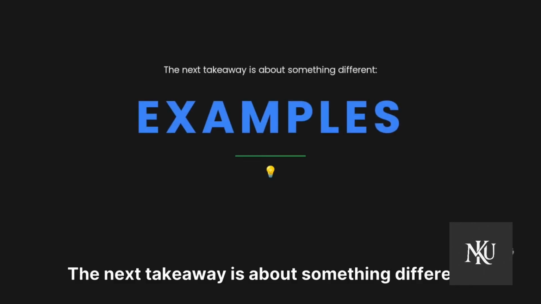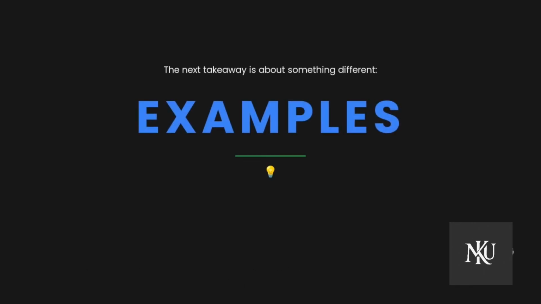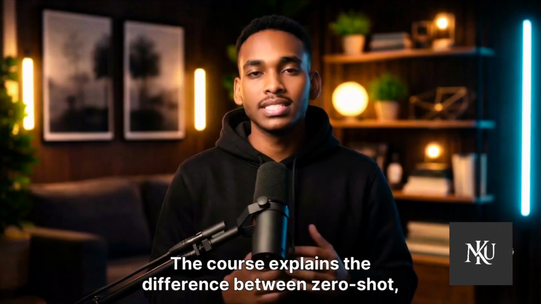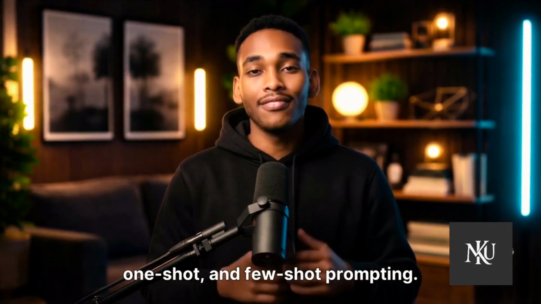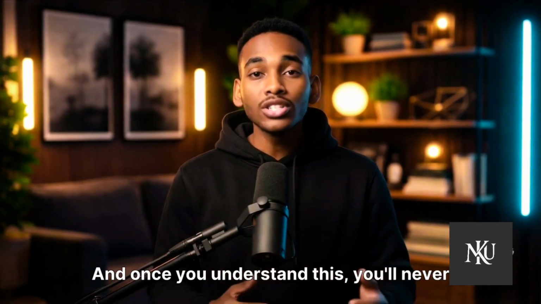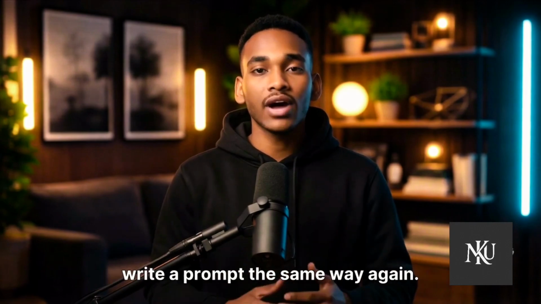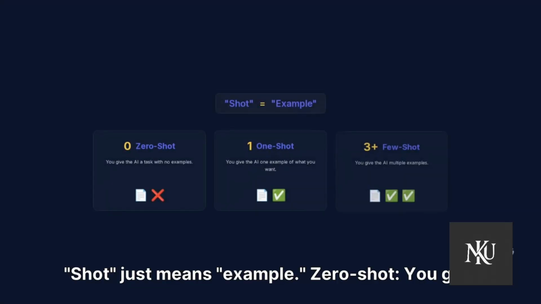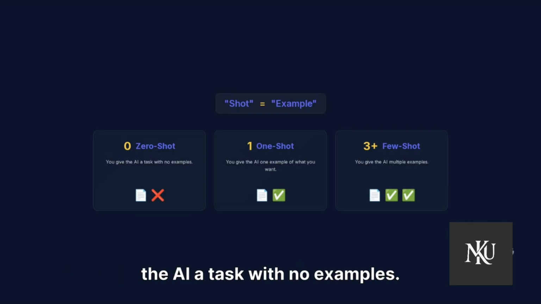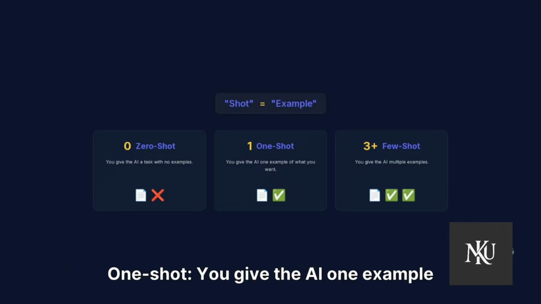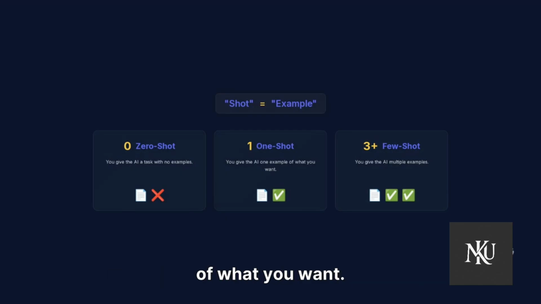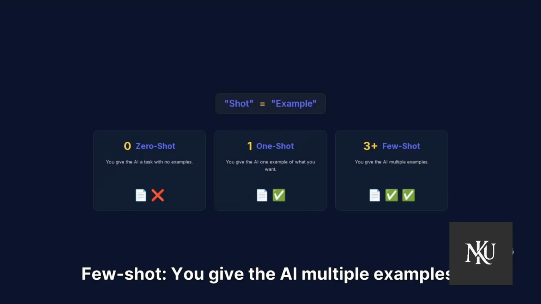The next takeaway is about something different: examples. The course explains the difference between zero-shot, one-shot, and few-shot prompting. And once you understand this, you'll never write a prompt the same way again. Shot just means example. Zero shot, you give the AI a task with no examples. One shot, you give the AI one example of what you want. Few shot, you give the AI multiple examples.